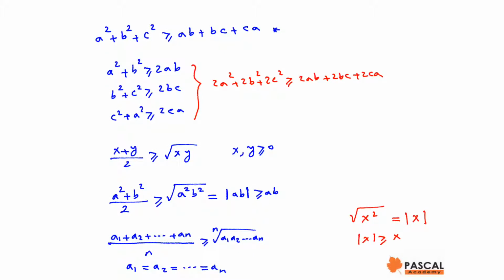For n non-negative real numbers a1, a2, up to an, their arithmetic mean, which is a1 plus a2 plus up to an over n, is always greater or equal than their geometric mean, the nth root of a1 a2 up to an. Equality holds when a1, a2, up to an are the same.